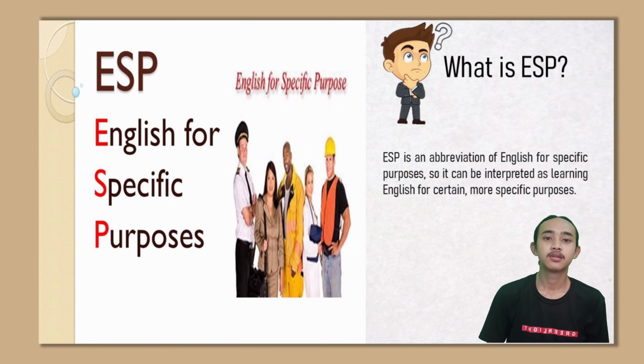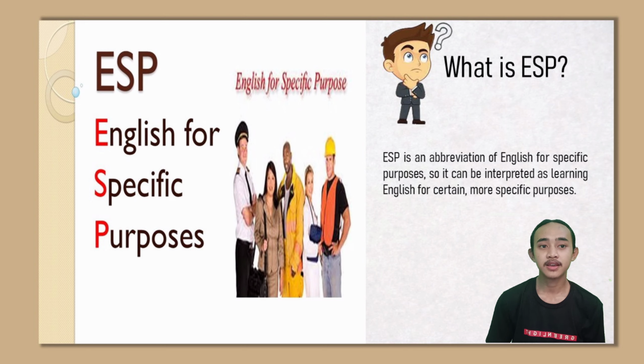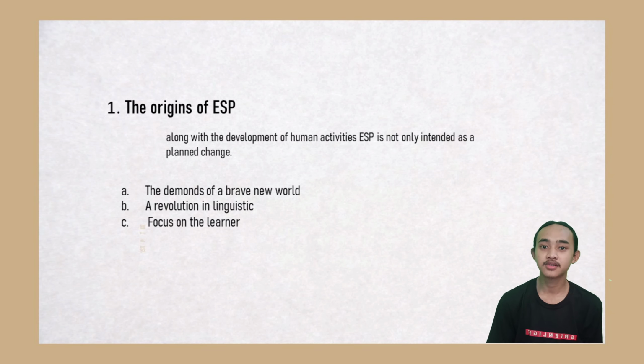Okay, next, what is ESP? ESP is an abbreviation of English for Specific Purposes, so it can be interpreted as learning English for certain, more specific purposes. The aim of ESP is to approach language teaching to meet learners' needs. Okay. 1. The origins of ESP.